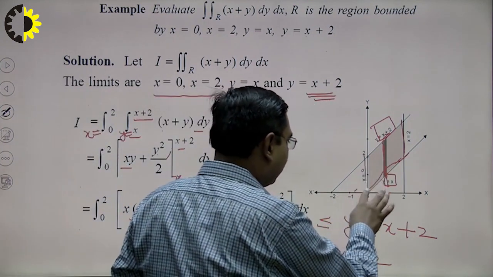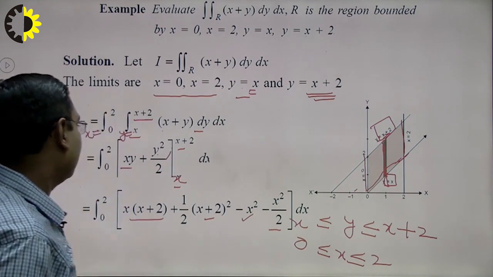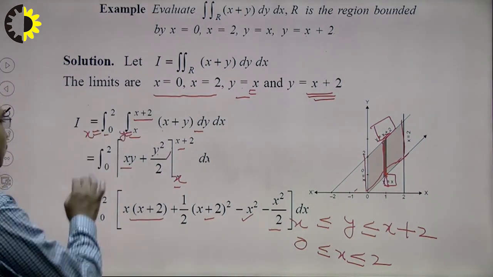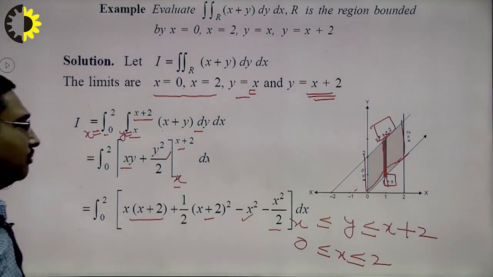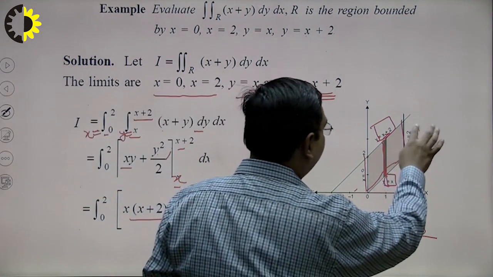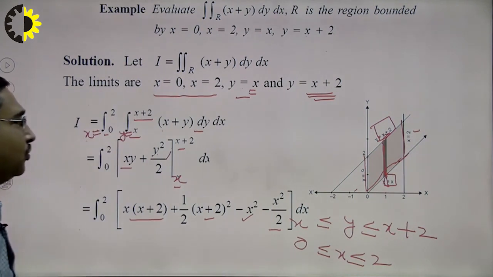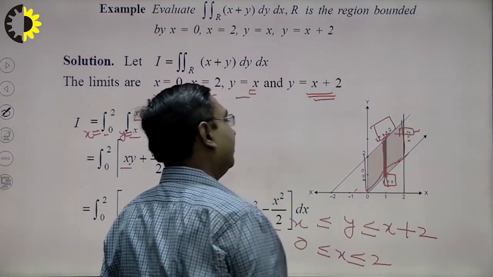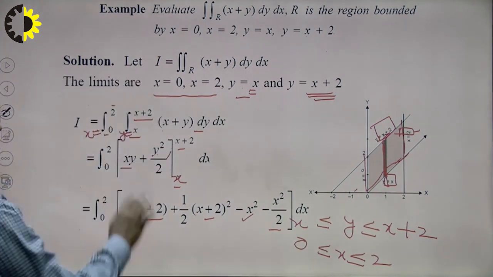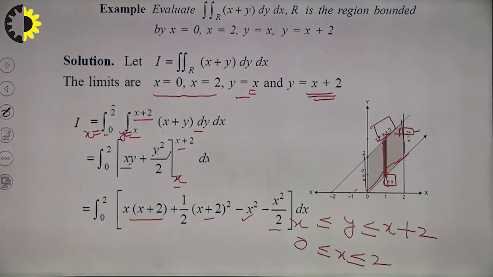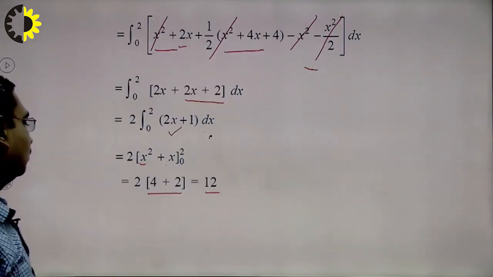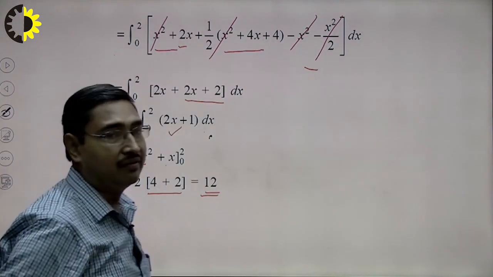The leftmost extreme point of the region, however not unique, has x value 0. So, x equal to 0 became the lower limit of x. The rightmost extreme point, however not unique, will give the upper limit of x, which is 2, and applying these limits we have evaluated the integral, and simplifying I obtained the value of the integral as 12.